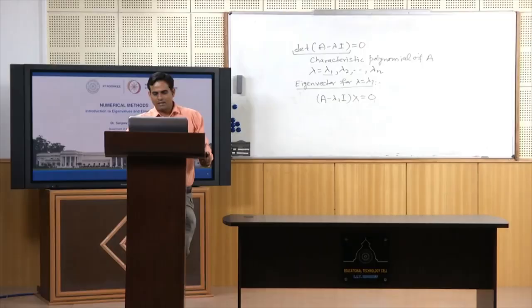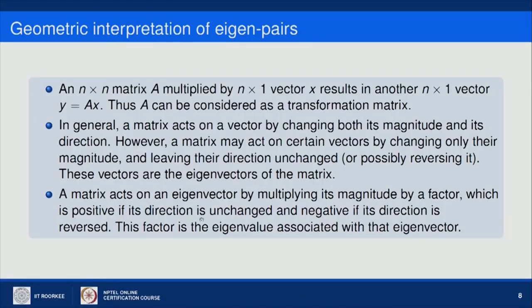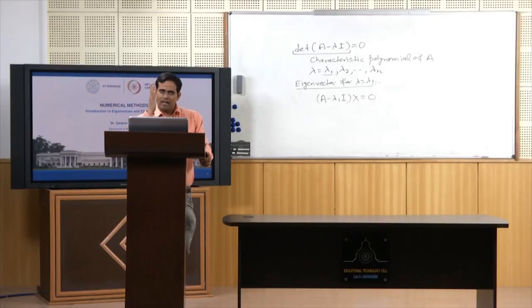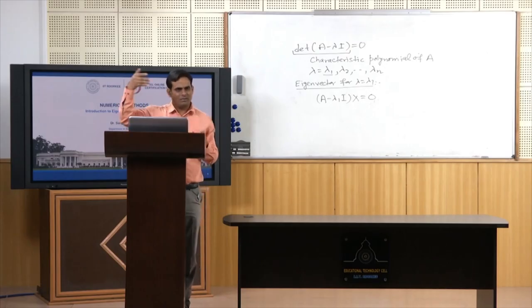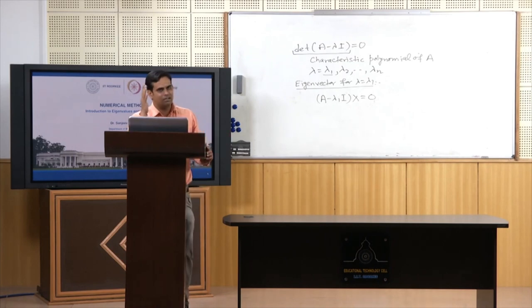So, a matrix acts on an eigenvector by multiplying its magnitude by a factor which is positive if its direction is unchanged and negative if its direction is reversed. This factor is the eigenvalue associated with that eigenvector. So, you can see Ax equals lambda x. A is acting on x and we are getting lambda x. What is lambda? Lambda is just a scalar. If lambda is a positive number, the direction of the vector will never change, because if the vector is (x1, x2), it will become (lambda x1, lambda x2). If lambda is a negative number, the direction of the vector becomes reversed. However, the magnitude will certainly change.